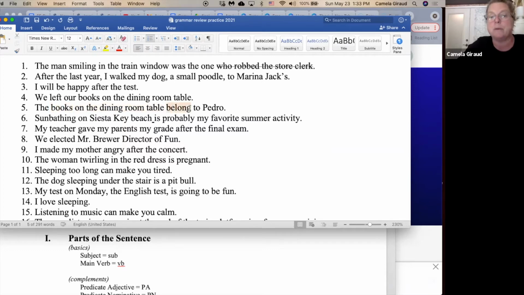Here's your verb, belong. And that is an intransitive action verb. To Pedro. To whom do they belong? To who do they verb? To Pedro. So that's prep phrase adverb.